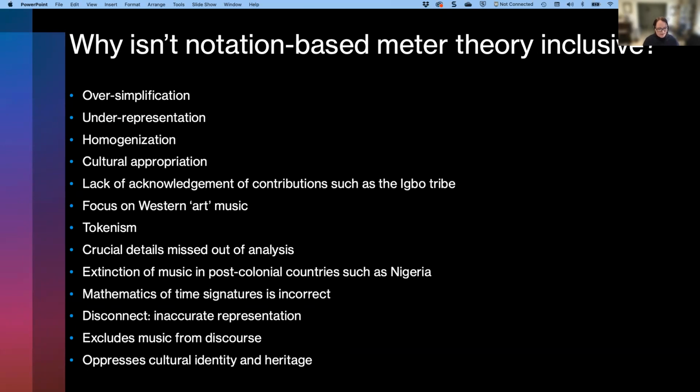And the list on this slide paints a bleak picture: oversimplification of music, underrepresentation of music, lack of acknowledgement of contributions, and cultural appropriation, as is the case, for instance, with the Igbo tribe, Nigeria. The use of notation-based music theory has led to the extinction of traditional music, because this music cannot be discussed with the same level of scholarship as notated music analysed with music theory designed to analyse notated music. The music theory is inappropriate and incapable of scholarly analysis, which is detailed and accurate. The situation is unsustainable, unethical, and unacceptable.